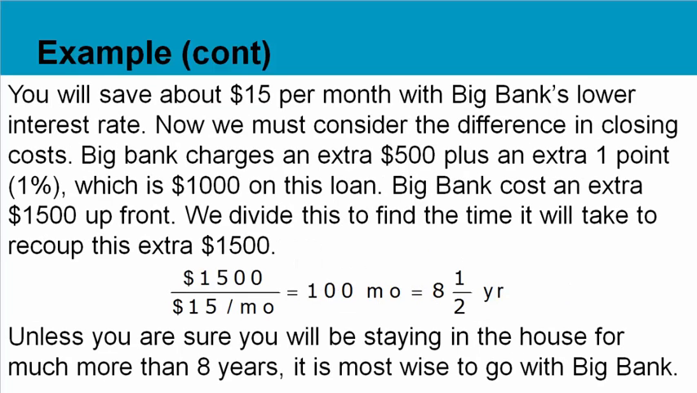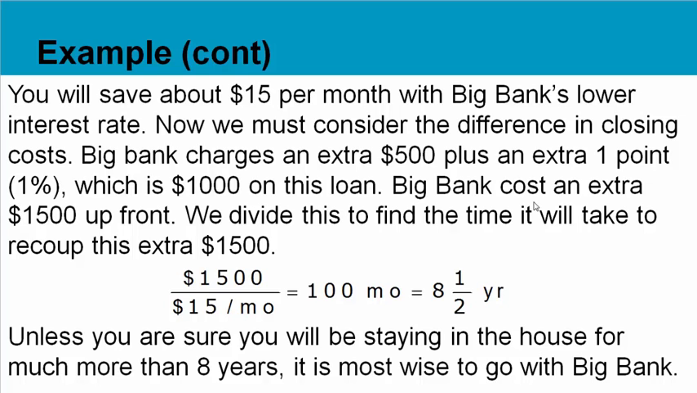If we take all that extra stuff, the extra 500 in closing costs, the extra $1,000, and the difference between 1 point and 2 points gives us 1,500. If we divide this over the life of the term, the life of the loan, we could see how much our monthly payments really are.